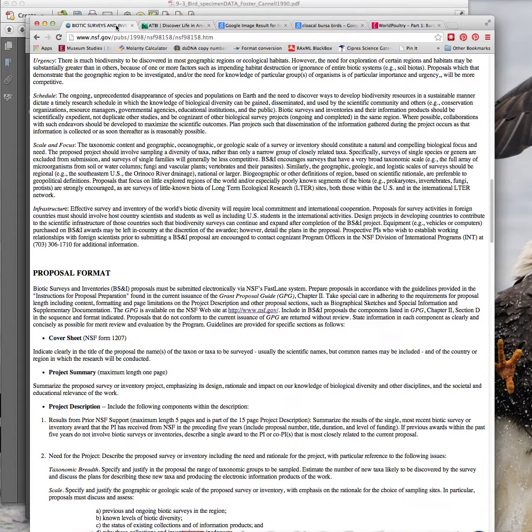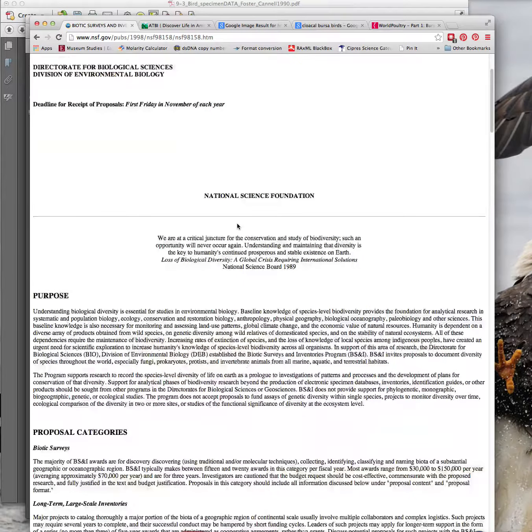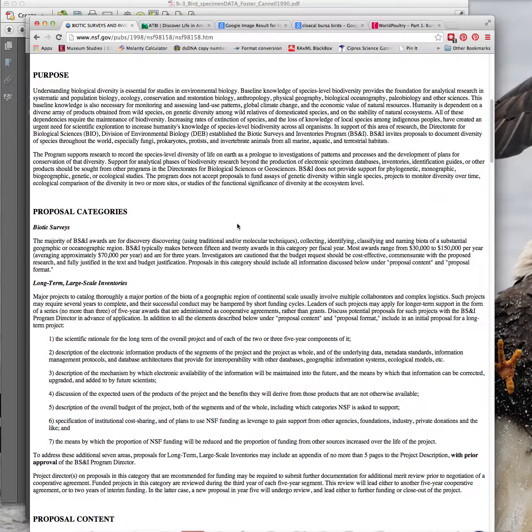And then I want to point out that NSF funds these large biotic surveys and inventories every now and then. If you take a look at this website at NSF, you don't need to, but this tells you a little more about why these surveys are funded. It happens every once in a while.